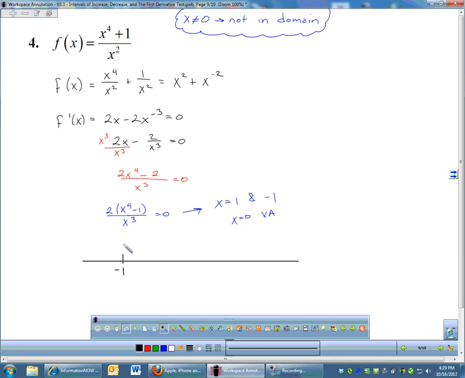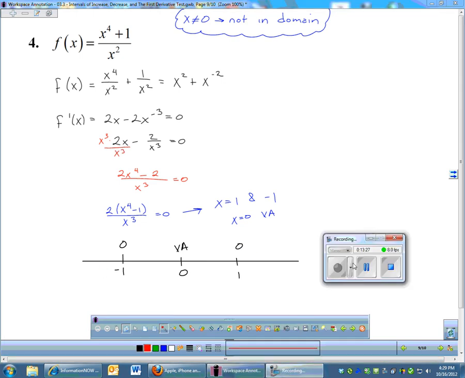-1, and that gave me a 0 for my derivative. 0 is a vertical asymptote for my function, so I'm going to make a little note of that. And 1 is a 0 for my derivative. And then we'll do the number line. I'm going to pause it while I do the number line.